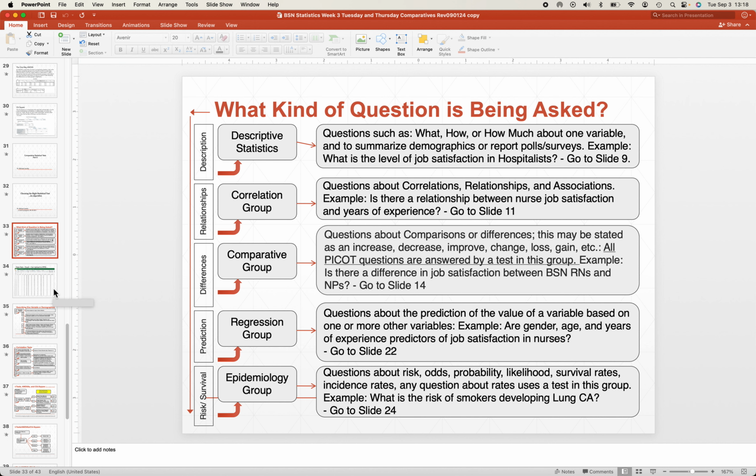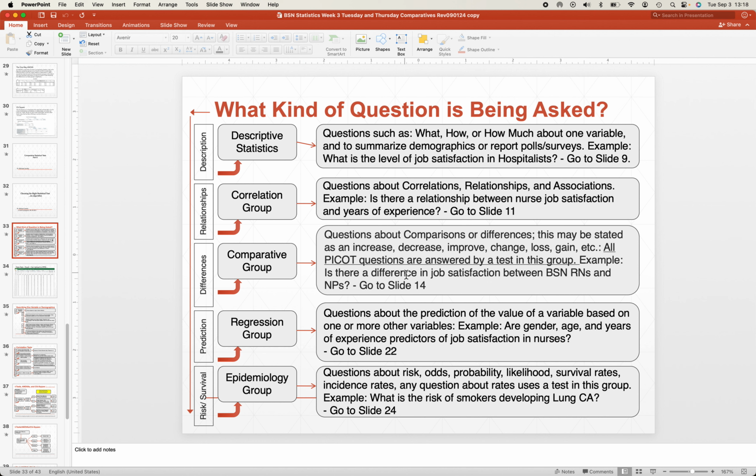So we start off with the study. We want to know if there's a difference in job satisfaction between these two levels of nursing. So we go out, we measure their satisfaction, we identify them as which group they belong to, and then we see if there's a difference. And that's how that test would run.